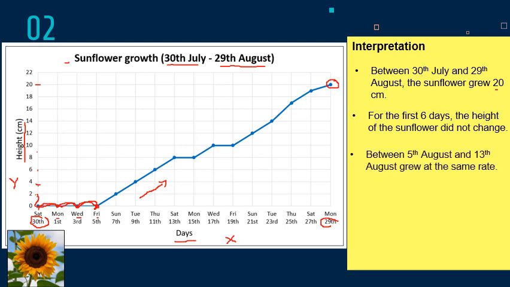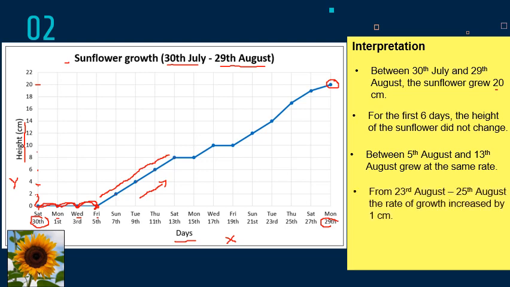Between the 5th of August and the 13th of August, the sunflower grew at the same rate. So I've got this line here, which is a nice straight line, which kind of tells me, okay, well, there's a bit of a pattern going on here, a linear pattern, because it's a nice straight line. So it's going up by 2s. So on Sunday, it was 2, then 4, then 6, then 8. So each day, or every 2 days, it's grown by 2 centimeters. So it's a linear pattern, so it's growing at the same rate there.